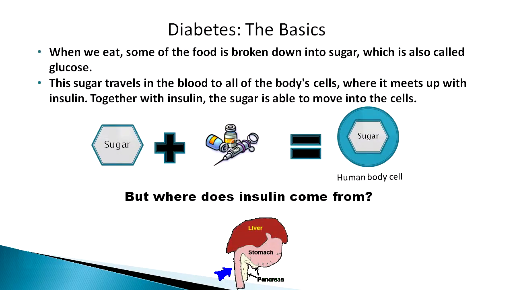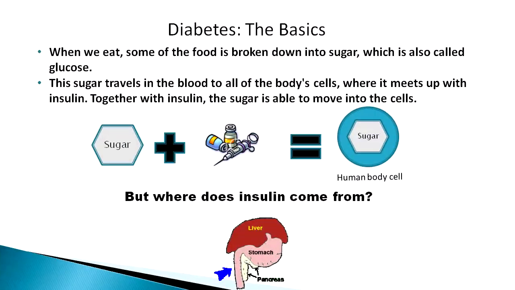So the basics of diabetes is that when we eat, some of the food that we eat is broken down into sugar. There are other parts of the food, pieces of protein, things like that, that are broken down, but not into sugar. Sugar is also called glucose when it gets broken down. This sugar travels in the blood to all of the body cells, and the way that it gets into the body cells to provide the body with energy is that it meets up with insulin. Together with insulin, the sugar is able to move into the cell and provide the cell energy. So insulin sort of acts like a key, if you will, to allow the sugar to get into the cell.